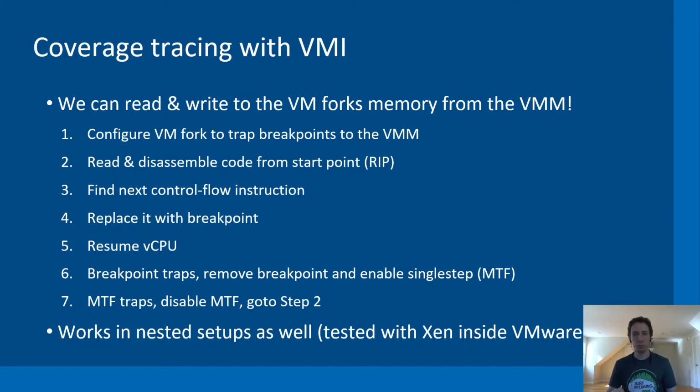We would resume the vCPU. And when that breakpoint traps, we remove the breakpoint and enable single stepping. And when the single step also traps to the hypervisor, we repeat this process. So that way we can follow the code as it's executing. And this is also something that works in nested setups, so this is quite convenient to test with. The only downside is that it adds significant overhead, since all of those breakpoints and single steps need to transfer to the hypervisor and back to the VM.